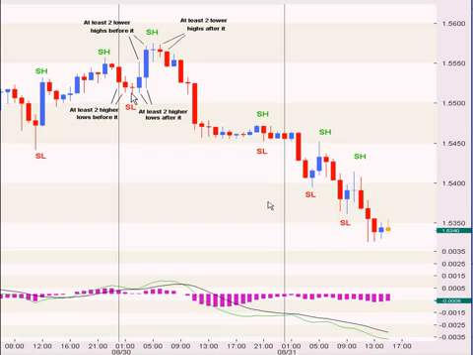Let me just show you an example. See this point right here, this red candle? Is that a swing low? No, because it doesn't have two higher lows before it. It's only got one. This low here should have been higher than this low. It's not, so it needs to have two. It doesn't, so it's not a swing low. Okay. And basically that's it.